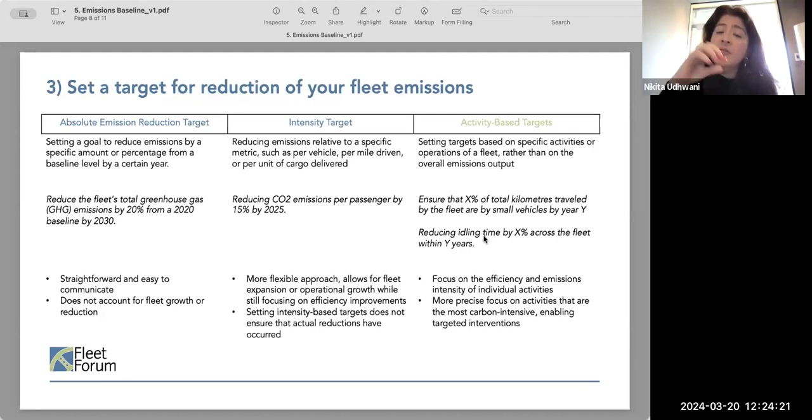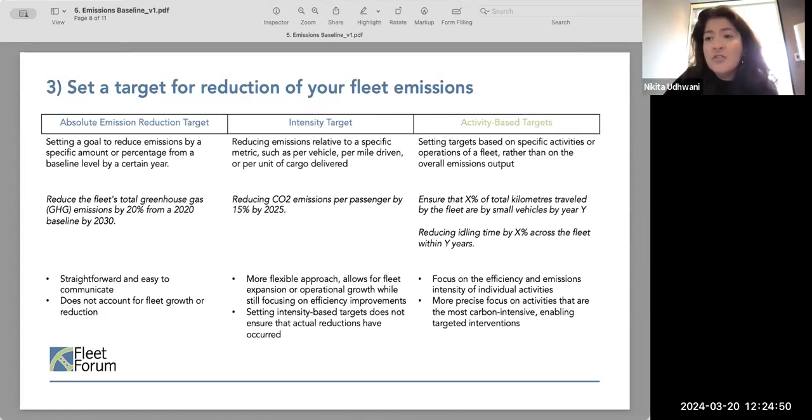And the benefit of this approach is that when you set targets like this, you have given some time to think: if this is my emissions, what are the initiatives that are really going to help me reduce? And to then set targets around those initiatives or activities. So it gives you a more precise focus on implementing initiatives that would deliver a reduction in emissions.